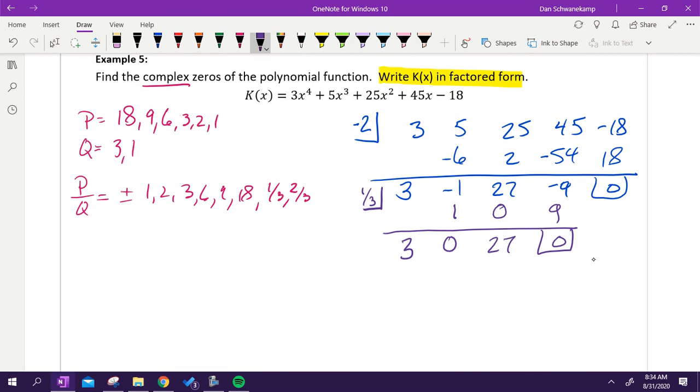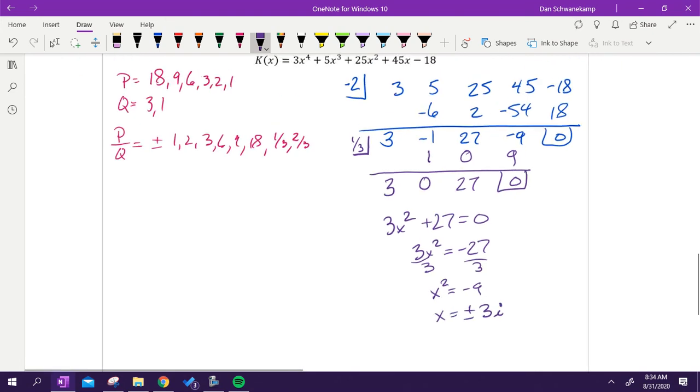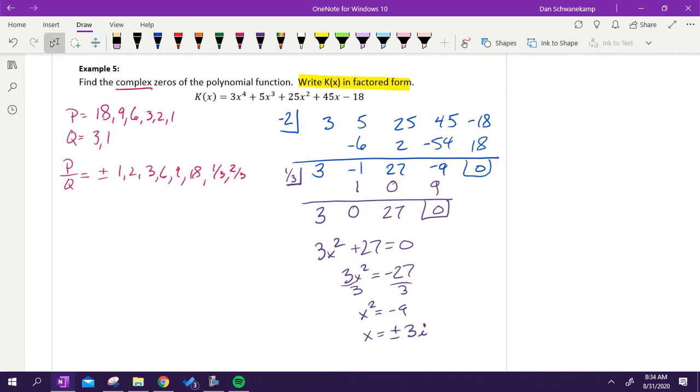And 3, 0, 27. What does this represent here? 3x squared plus 27. I take that thing and set it equal to 0. Oh, I can subtract 27. I can divide by 3. X squared is negative 9. So x is going to be equal to plus or minus 3i. So stick with me here at the end. We've got this. We didn't do this yet.